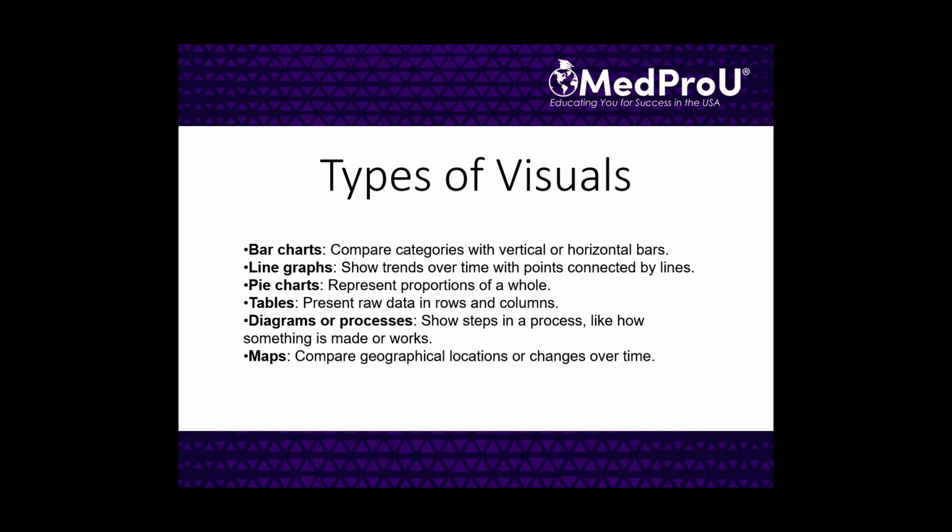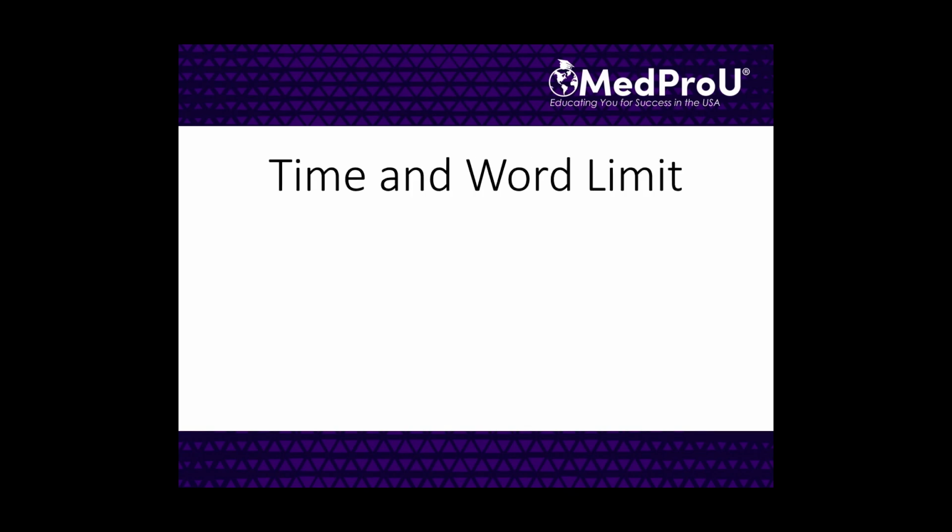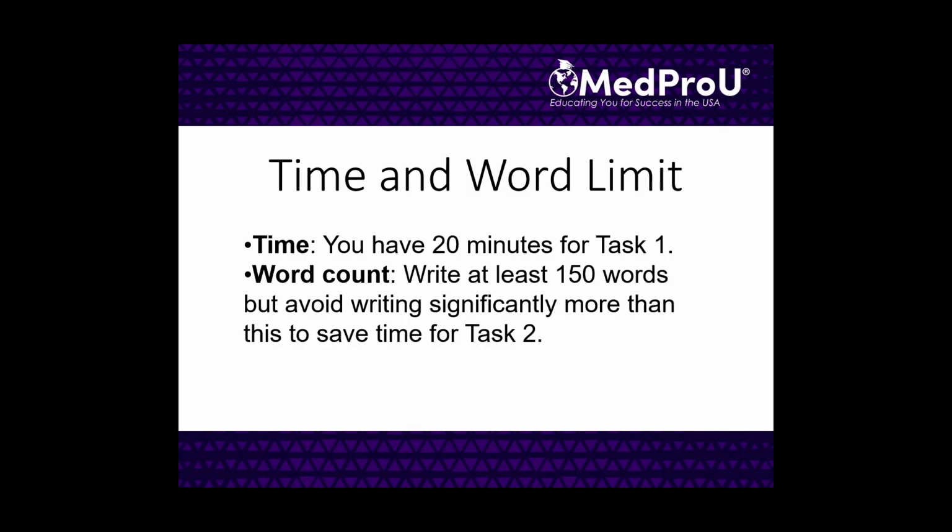Okay, so you will be asked to describe the present and the past, or the past and the present, or the present and the future. Okay, so those are the different types of visual information that you may encounter in IELTS Writing Task 1. So today, we're going to do some practice tests on how to address them. Okay? As we've mentioned earlier, you only have 20 minutes for Task 1 and you should write at least 150 words.